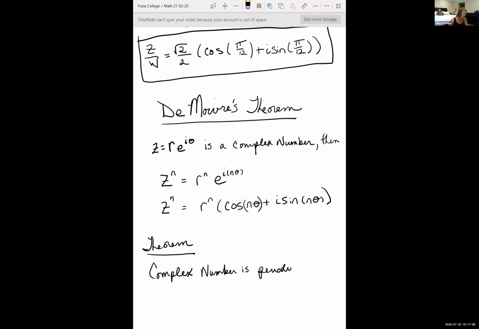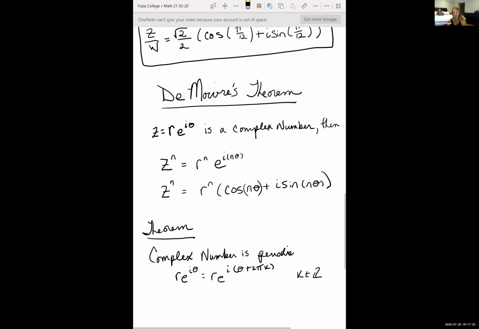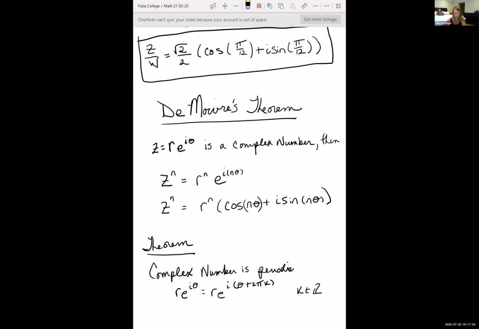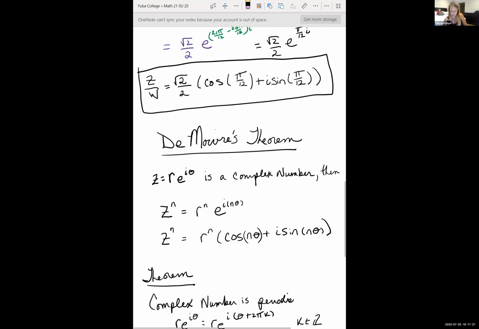and r e to the i theta is equal to r e to the i, where we're adding 2 pi k to theta, where k is equal to an integer. Which we were talking about up in this last example, and how we got back, or when the angle was above 2 pi, we got it in between 0 and 2 pi.